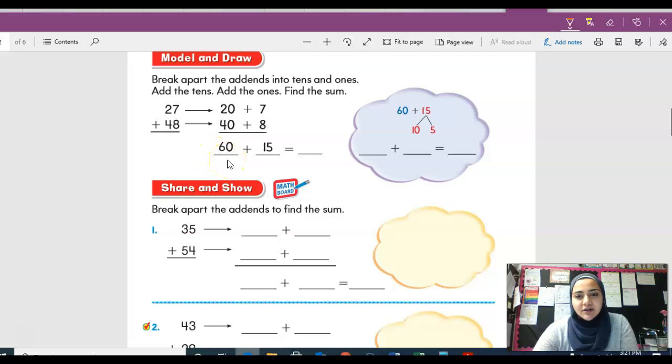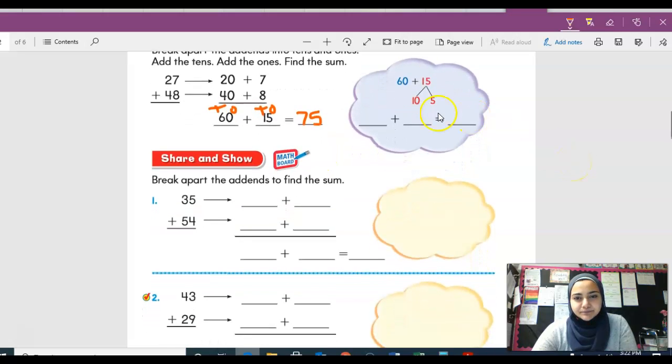Now we ask ourselves, well, 60 plus 15 is what? Well, how many tens are in 15? There's 1 ten in 15, right? Because this is ones, tens, and this is ones, tens. So how many tens are there in 15? There is 1 ten and there is 1 six. So 6 plus 1 is 7. And then 5 plus 0 is 5. So your answer is 75, okay?